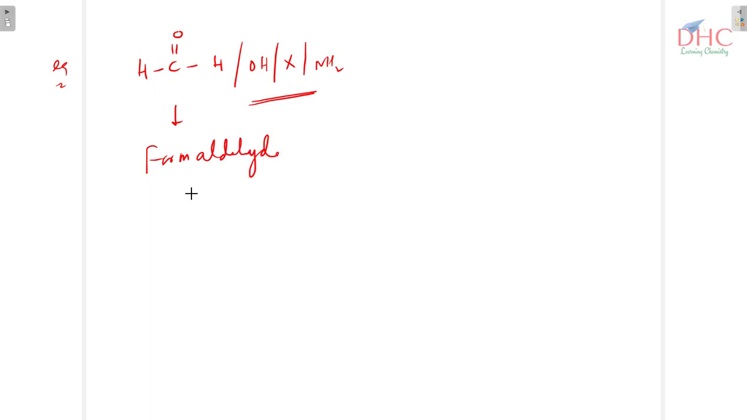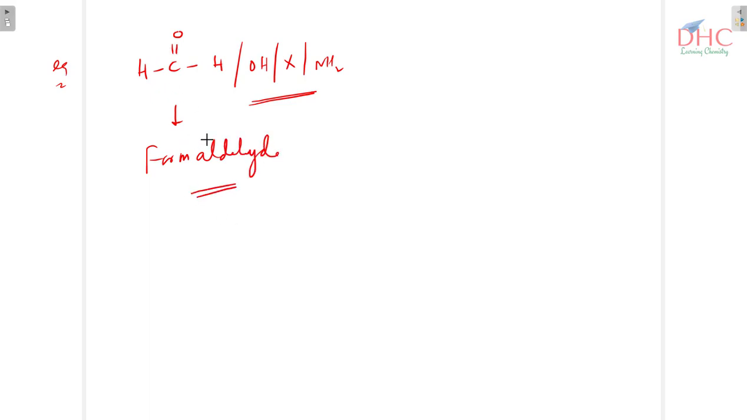For example, if you have this compound, suppose you are having HC double bond O. Now here, it can be H, or it can be OH, it can be X, it can be NH2. So if there is H here, this will be an aldehyde. Then how many carbons are there? It's only 1 carbon, so it's form. Because it's an aldehyde group, it's formaldehyde. So the name will be formaldehyde.